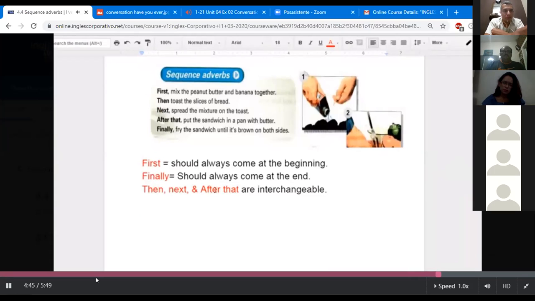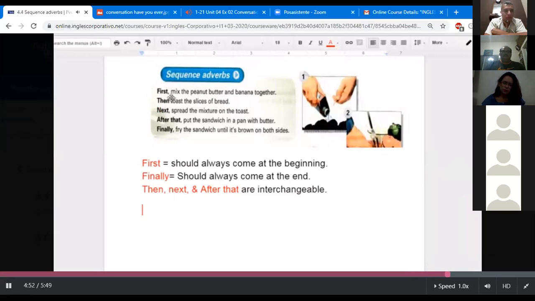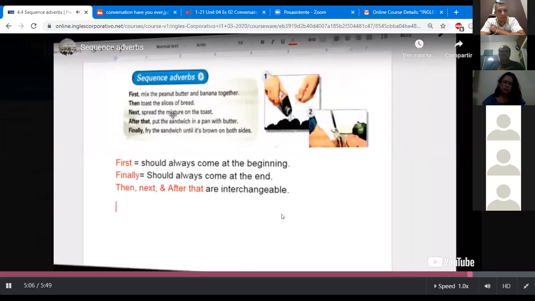Then, next, and after that are interchangeable. This means that you can start with first mix the peanut butter and banana together, next toast the slices of bread, after that. So they could be interchangeable. There's no rule that says that then needs to come after first. You can use those three interchangeably.